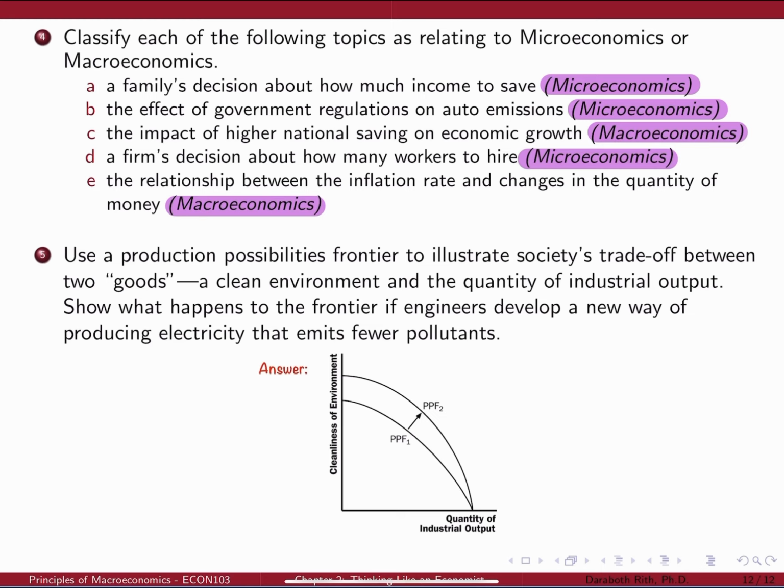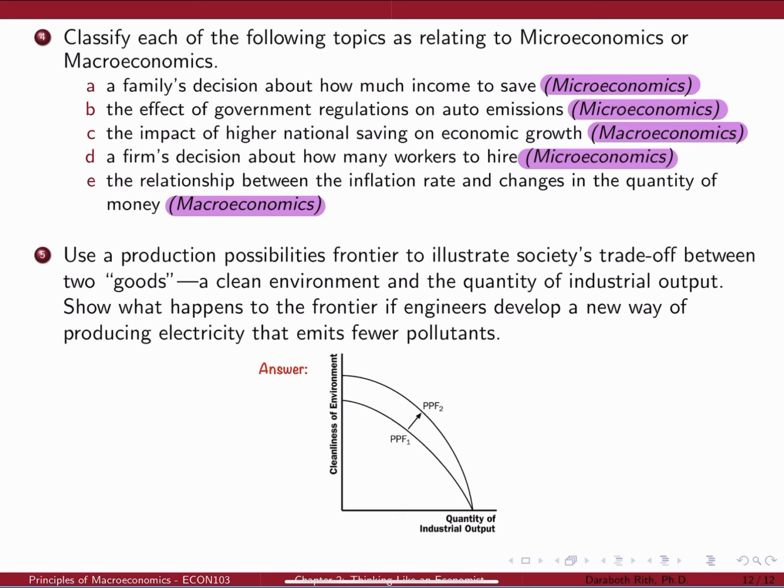C. The impact of higher national saving on economic growth. This is the national saving rate. If households restrict their consumption but save instead, the market will fall because businesses will lose their profit and hence reduce their labor force. This is happening in the Japanese economy, which has a high saving rate and has struggled for a few decades. Since this affects many aspects of the economy, it is a macroeconomics topic.